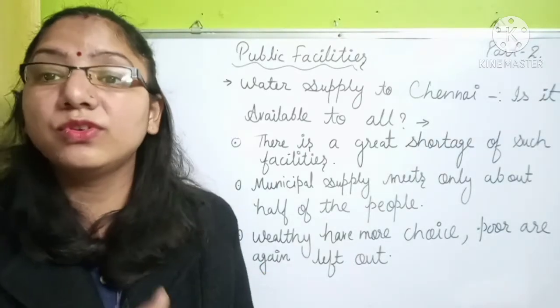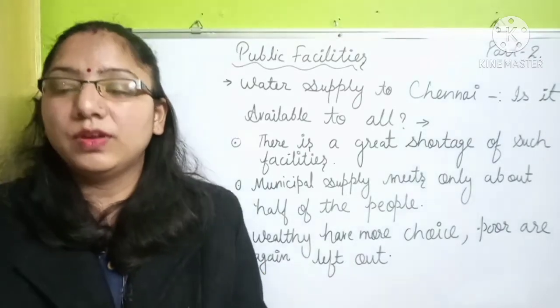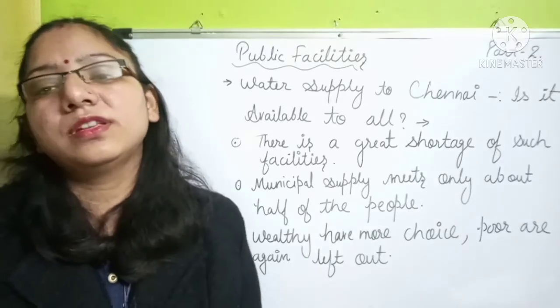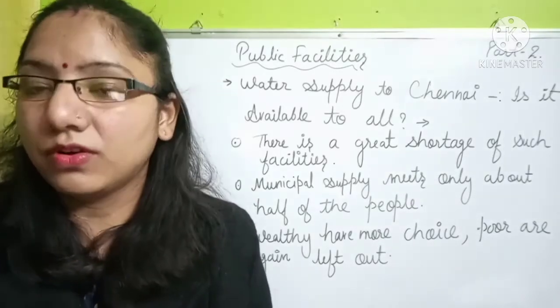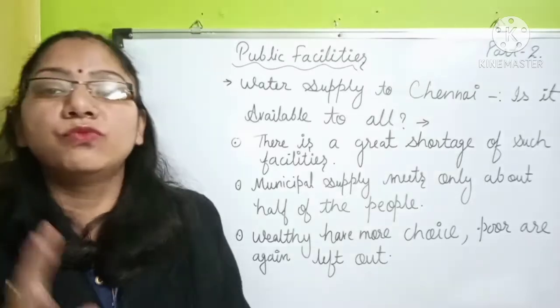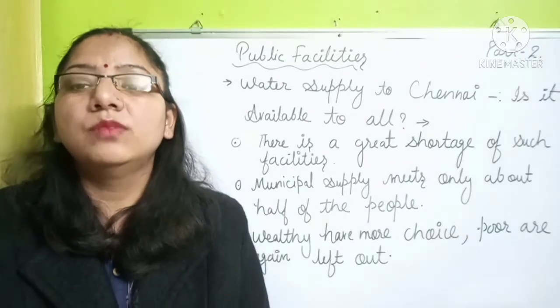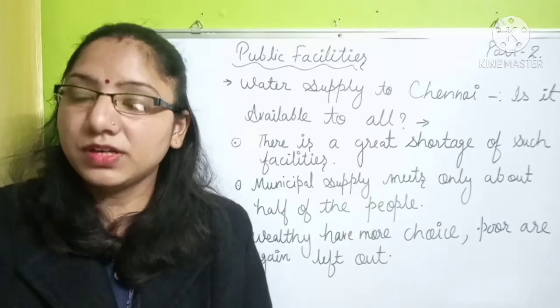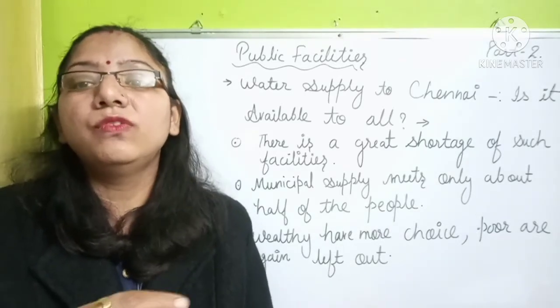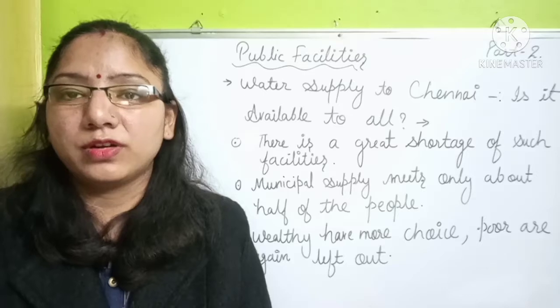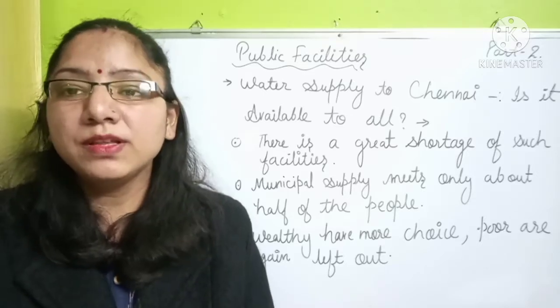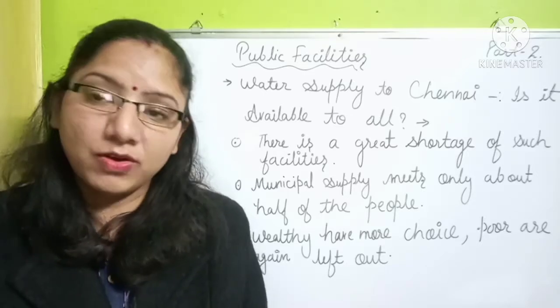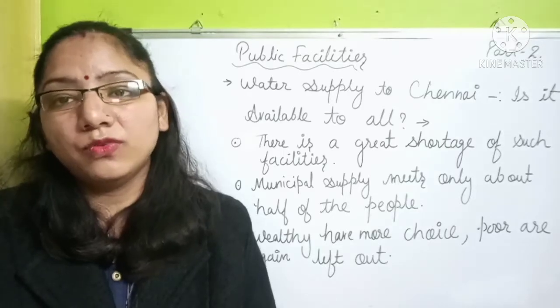As in the pictures we have seen, in one picture an ample amount of water is there. In the two pictures, water tankers are available to fulfill the requirement of the population of Chennai, and in a few areas water cans are also available to fulfill the requirement of drinking water. So the municipal help reaches only about 50% of the population.